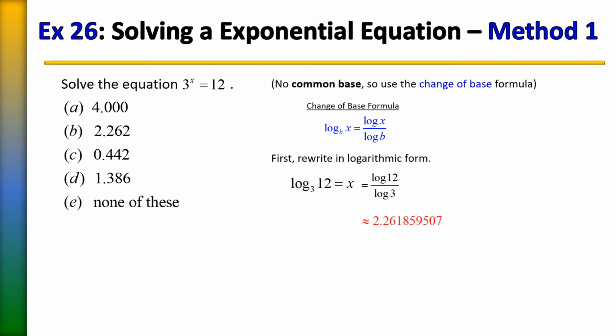And you should have gotten these digits. And which one of those choices when you round it to 3 digits? You got it. Choice B. There you have it. Solving an exponential equation that does not have a common base using the change of base formula.